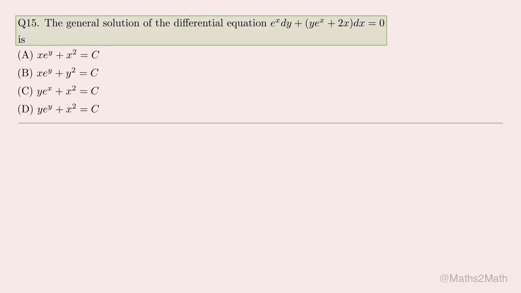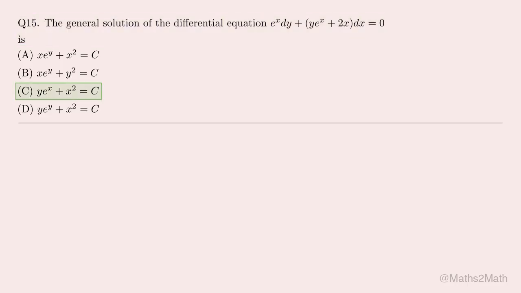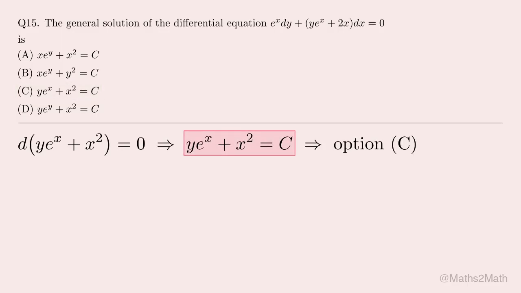Question 15, the final question of Chapter 9, multiple choice. The left side hides an exact derivative. Y e to the x plus x squared differentiates to exactly this. D of y e to the x is e to the x dy plus y e to the x dx. So the equation says d of y e to the x plus x squared is 0. Option C.